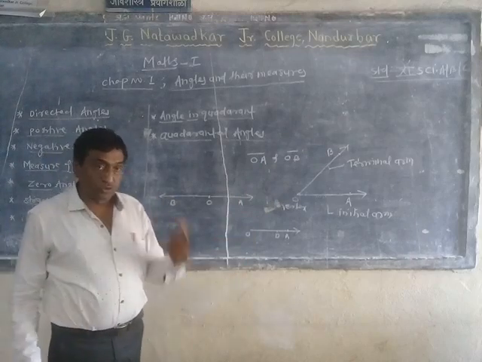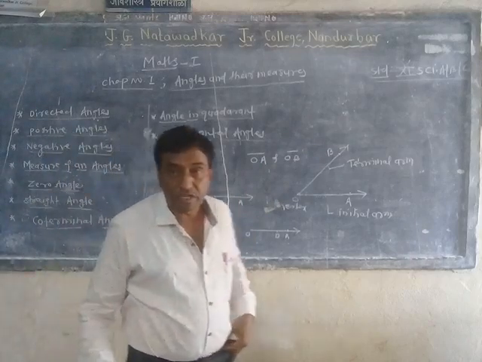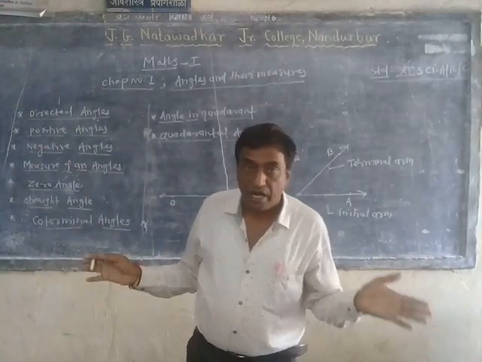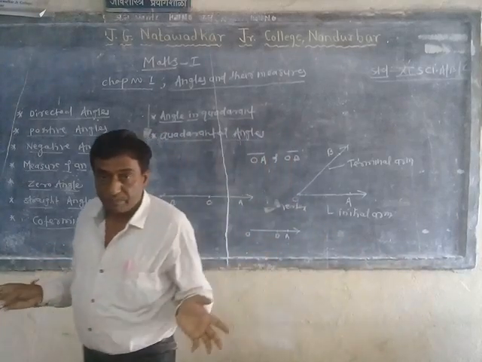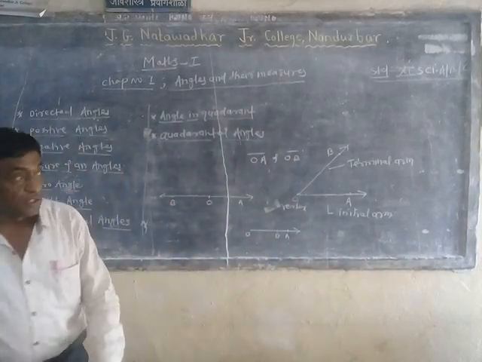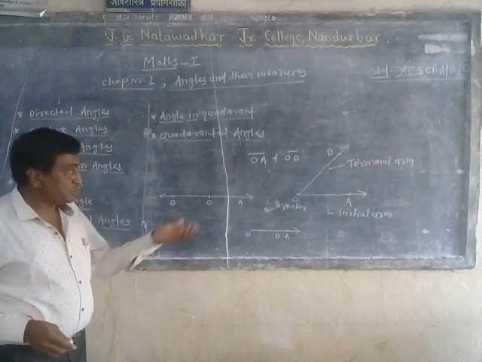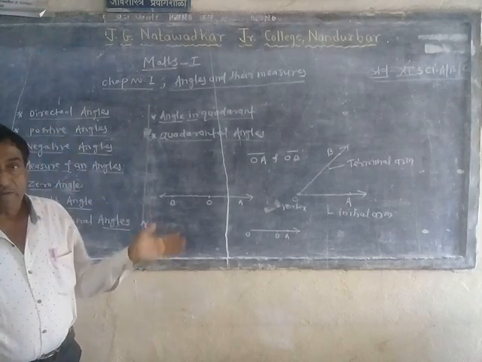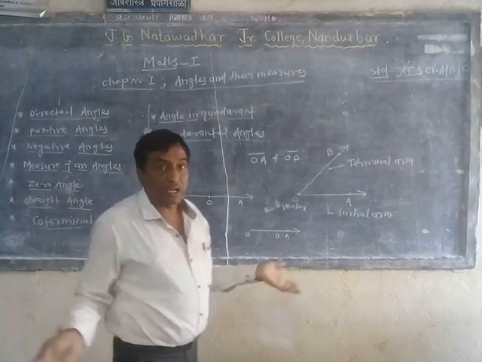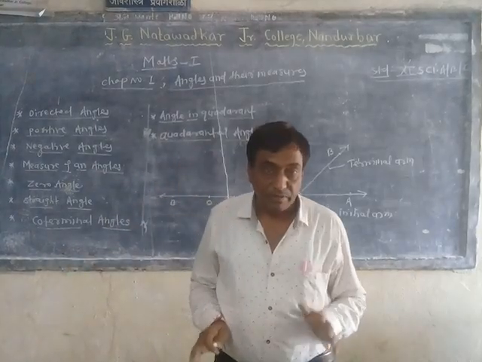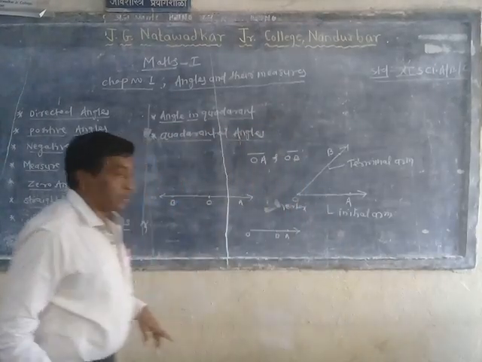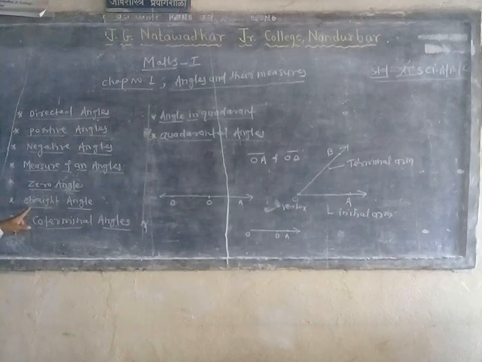If the initial arm and terminal arm are collinear and have exactly opposite directions, then that angle is called the opposite angle. And the zero angle means the initial arm and terminal arm are both collinear but have the same direction. That angle is called the zero angle. Okay, so we are up to this.